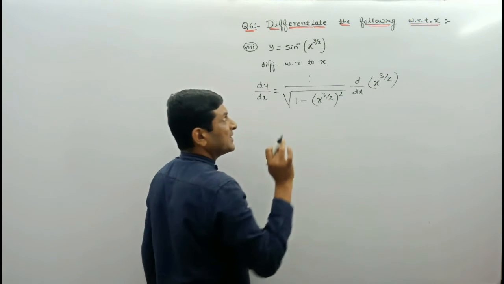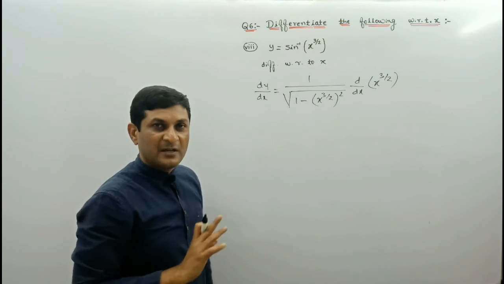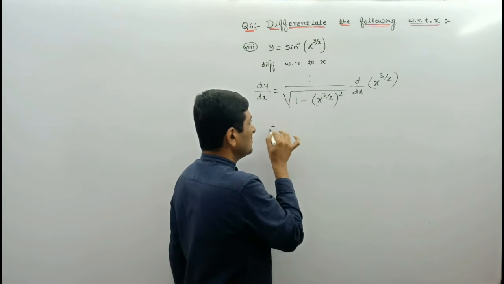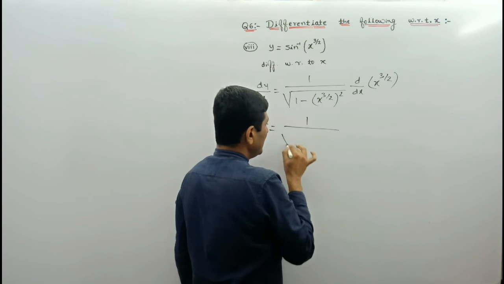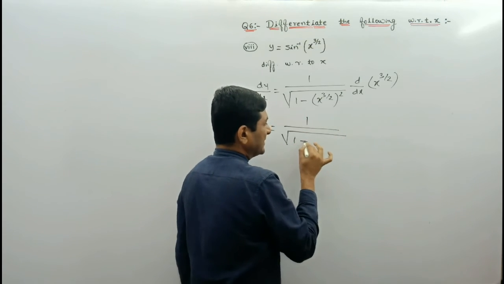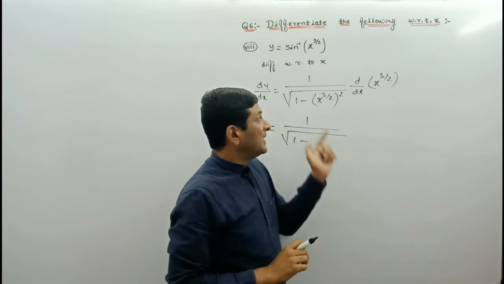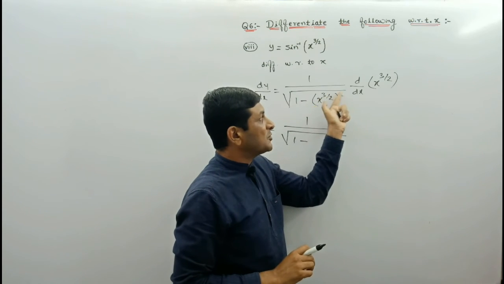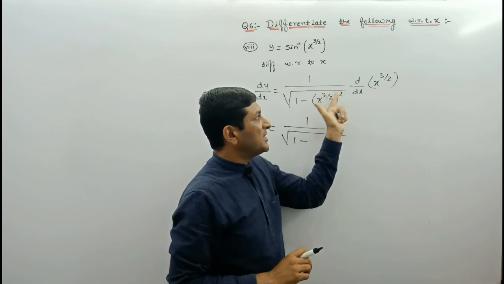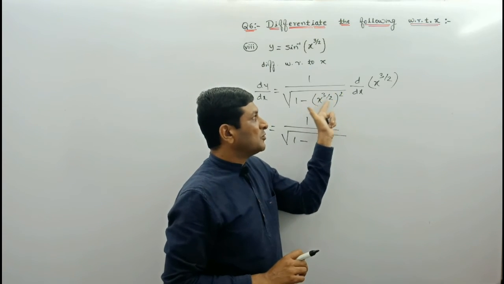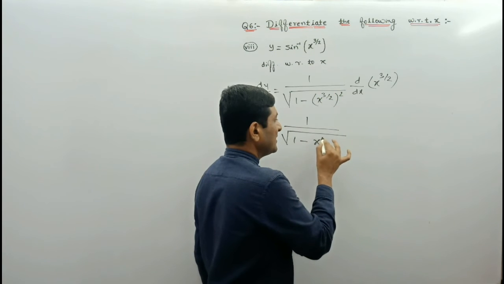Just we have substituted the values in our standard formula. Now we are simplifying it. So which is equal to 1 upon under root 1 minus, according to laws of indices, or we can say laws of exponent, a raised to power m raised to power n can be written as a raised to power m into n. If we are taking multiplication of 3 by 2 and 2 will get cancelled, what we will get here? X cube.